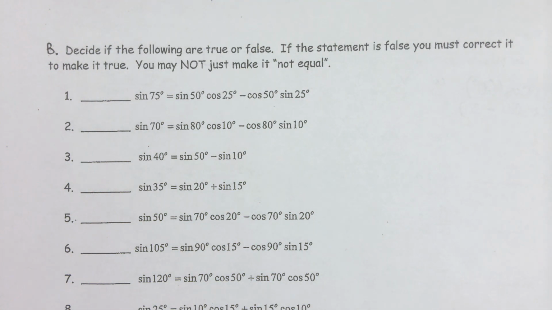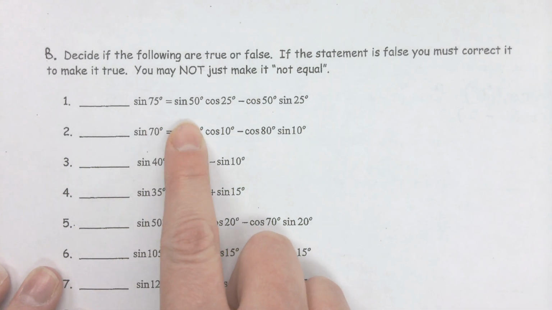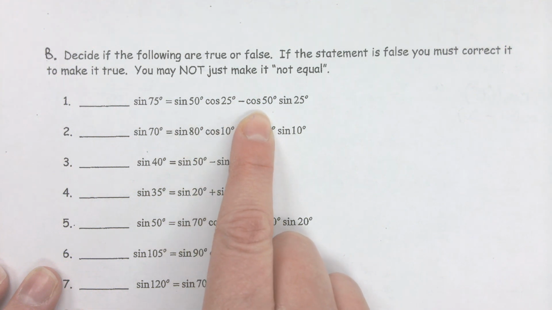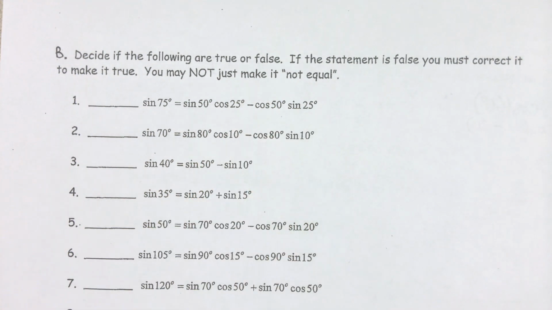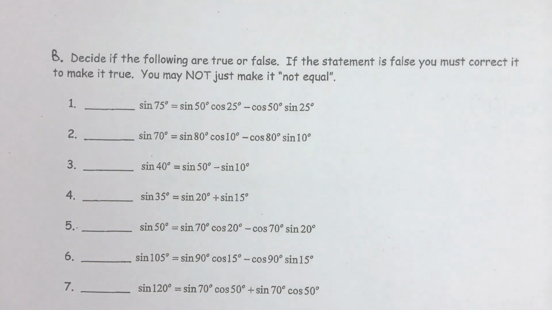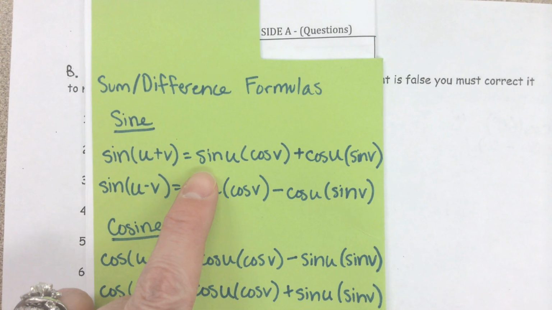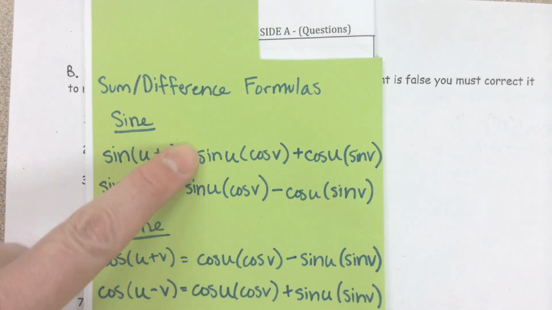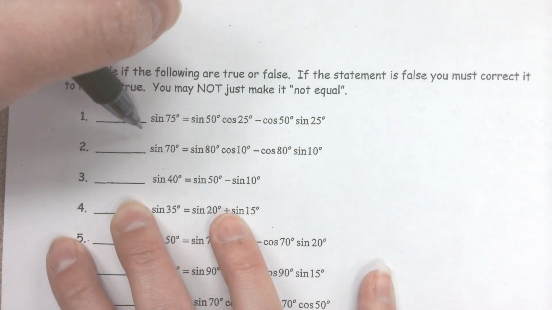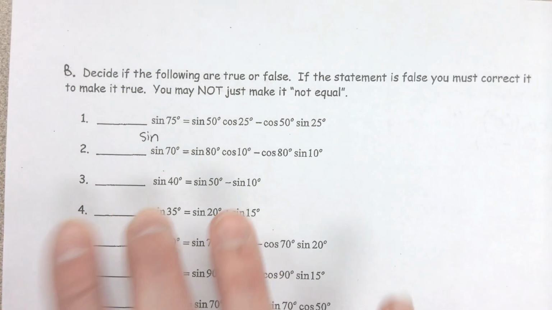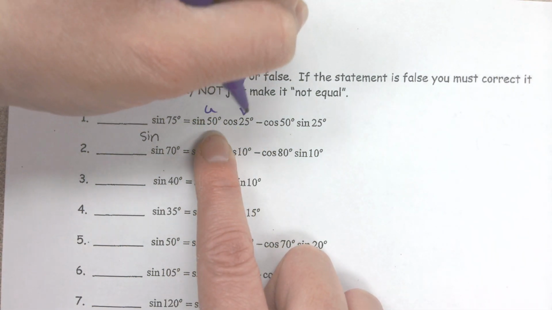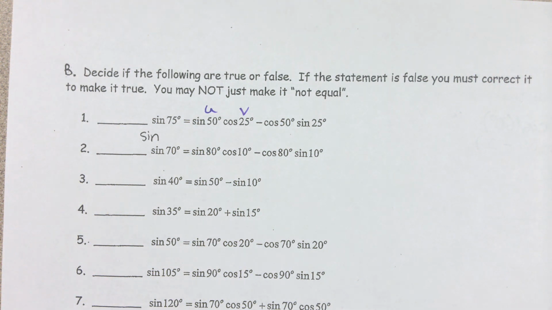Number one. Sine of 75 equals sine of 50 cosine of 25 minus cosine of 50 sine of 25. So we have the pattern sine, cosine, cosine, sine. That's a sine formula. Both formulas do that. So it is a sine formula. We'll start there. And then my numbers, u and v, 50 and 25.